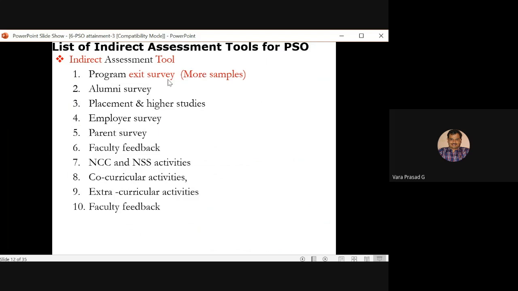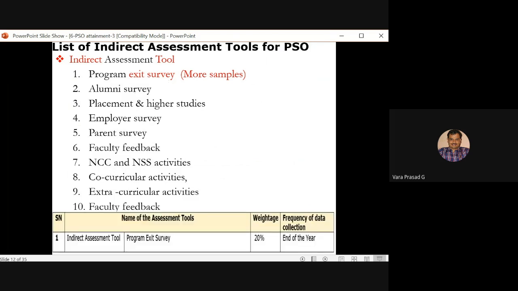In the sense, how many surveys you are taking is not important. How many quality surveys you are taking, that is very important. And how many students participated, that is also very important for us. If more students participated, then you can take it. If fewer students participated, say 10%, then it is not advisable to take those samples while calculating the PSO attainment value. That is the reason I have taken only the program exit survey. The weightage I'm giving here is 20%.